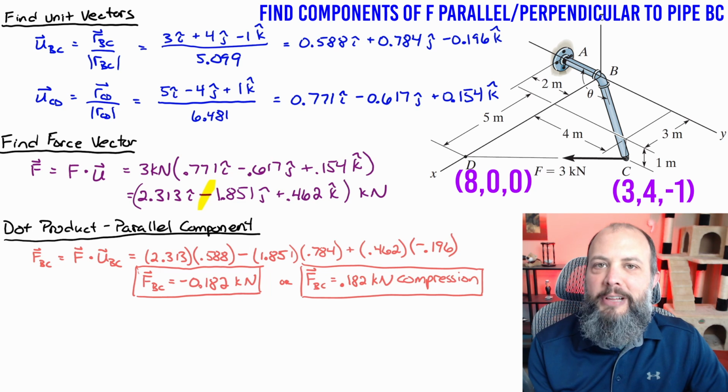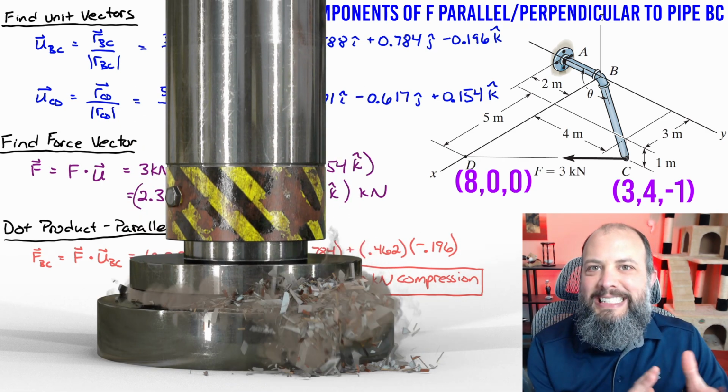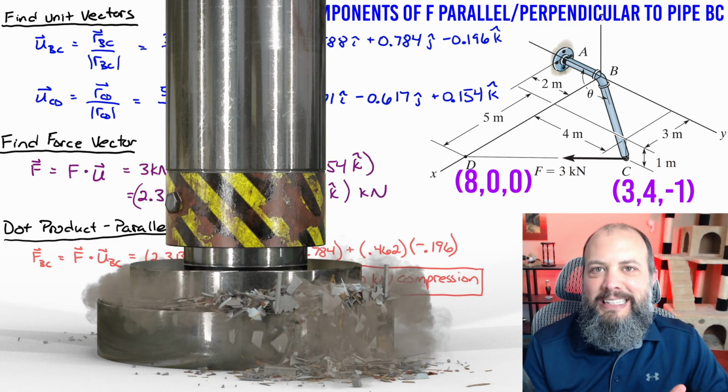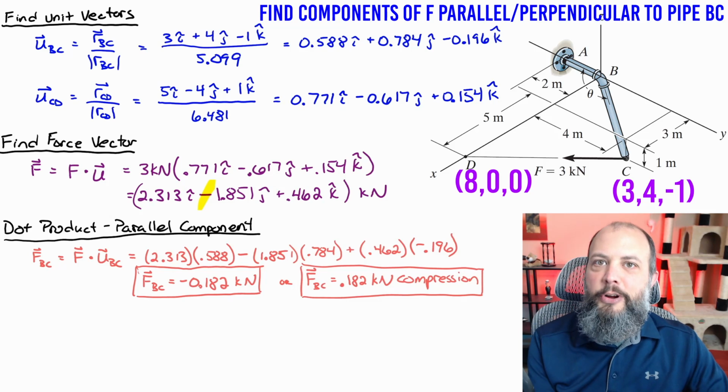And this numerical answer is the amount of force in tension or compression. Since we get a negative answer, this means that the force is actually in compression, that it's slightly squeezing together pipe BC. And to check whether this answer makes sense, notice that it's very small. We started with F of 3 kilonewtons, and the answer is 0.18 kilonewtons.